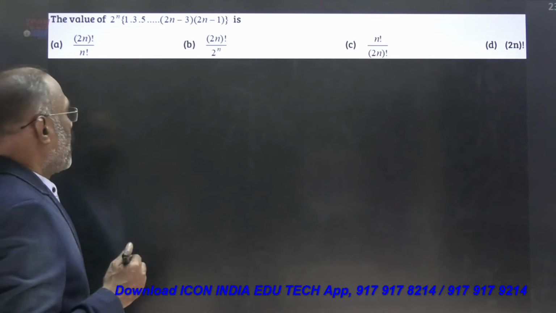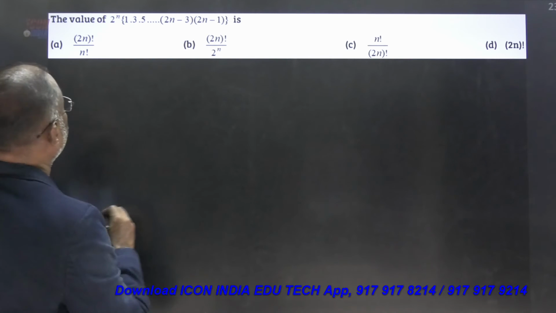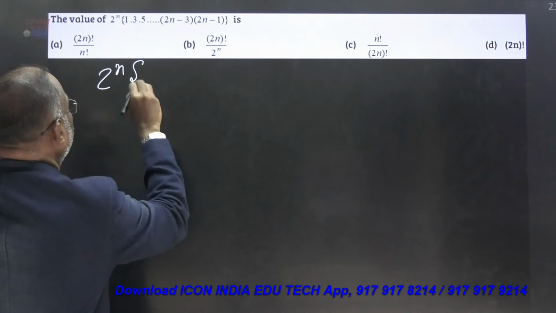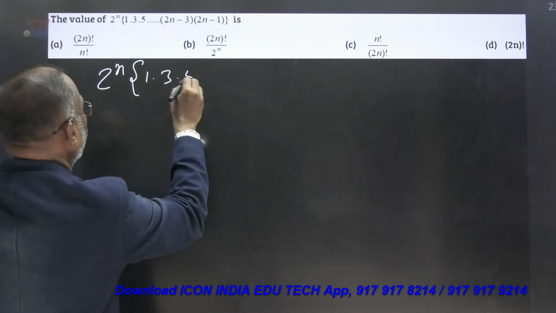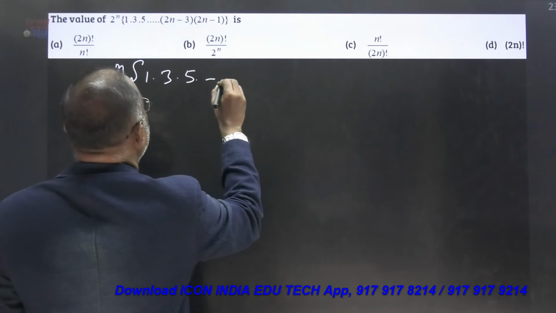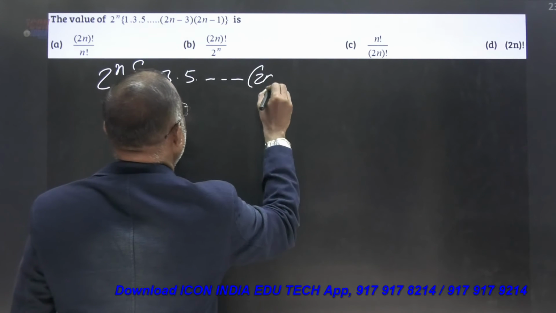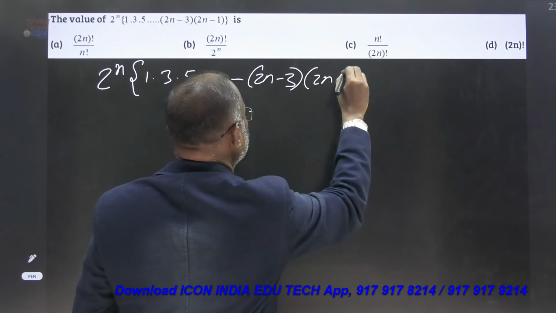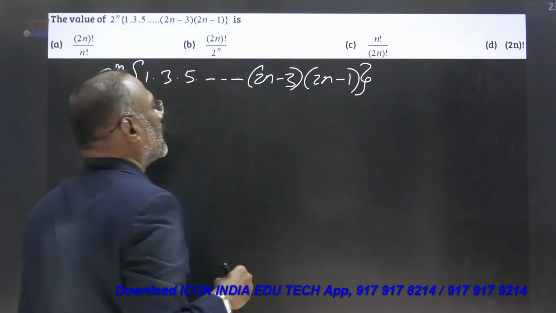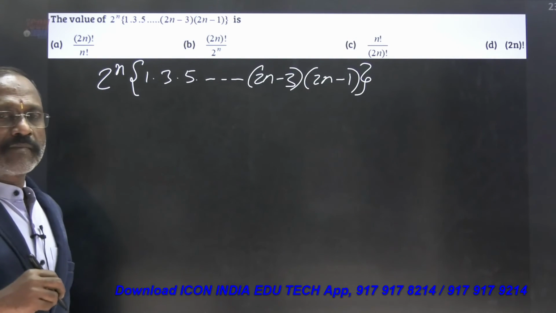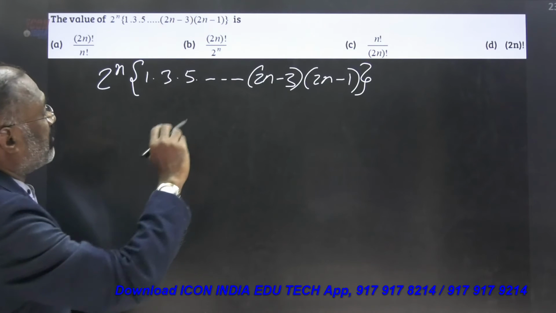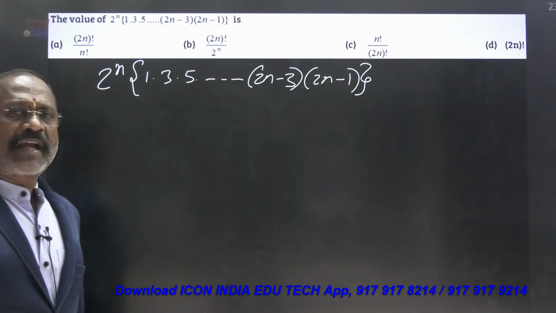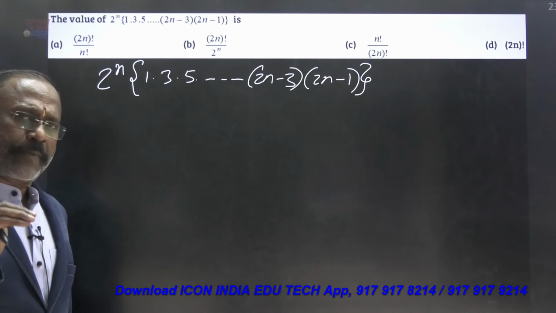So let us see here. What is given? Let us understand first. 2 power n, within the brackets, 1 into 3 into 5 into so on into 2n minus 3 into 2n minus 1. My dear boys and girls, just observe the factors there. All the alternate factors are given. The odd factors are given. To make it a factorial, you must have a consecutive product.